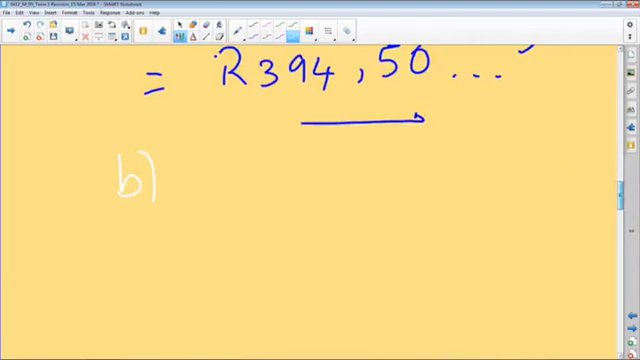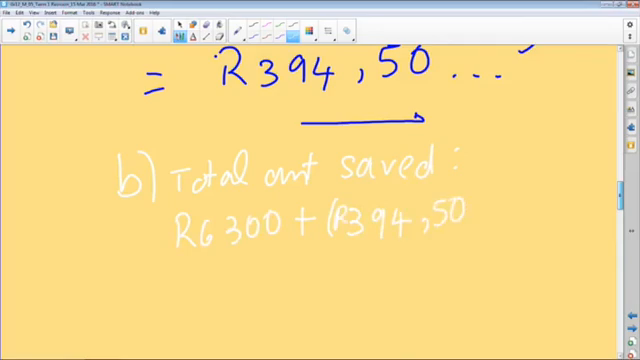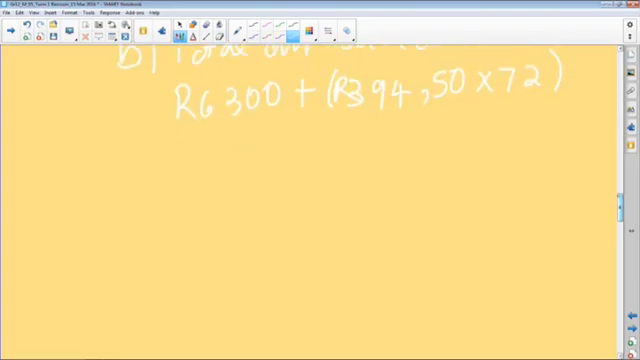So I want to work out the total amount saved without the interest. So I'm going to add my 6,300 to my monthly payments. My monthly payments in total will be 394 Rand and 50 cents times the number of months. So I have the total amount of monthly payments. When you add that together, you're going to get an answer, 6,300 plus 28,404.